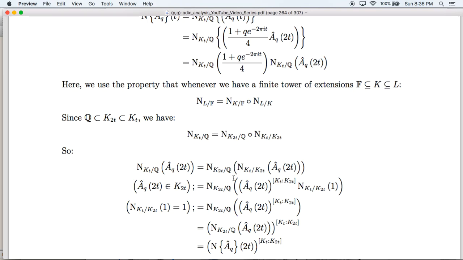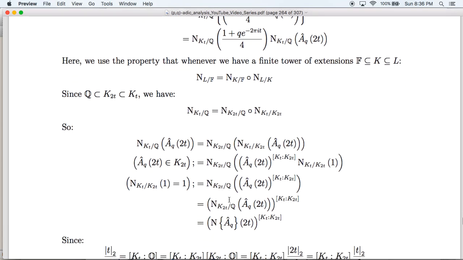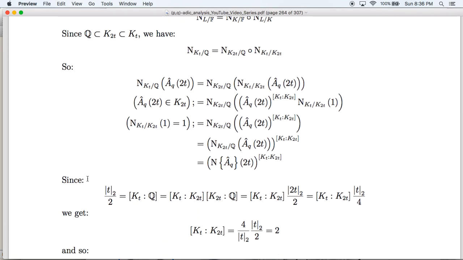Here, we note that since a_q hat of 2t is an element of K_{2t}, the field norm will pull it out and accrue the degree as the exponent. The field norm sends 1 to 1, and so we have this. This is multiplicative, so the field norm, the exponent moves outside. And note that K_{2t} is the smallest number field containing a_q hat of 2t, so this is just the norm. And then here, our computation.